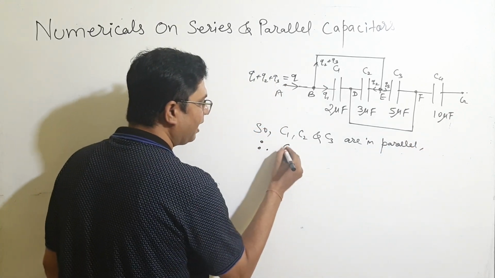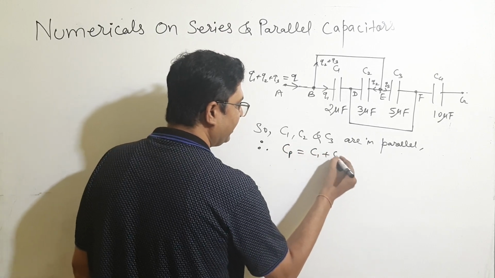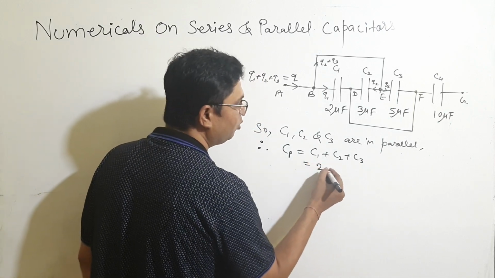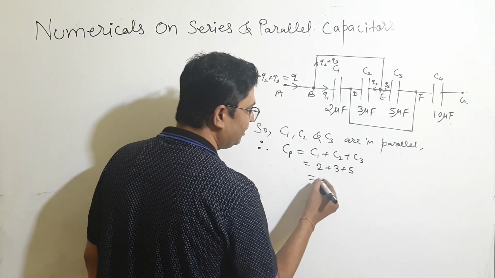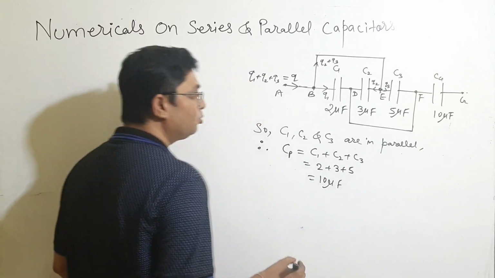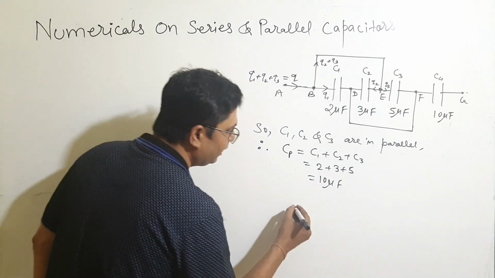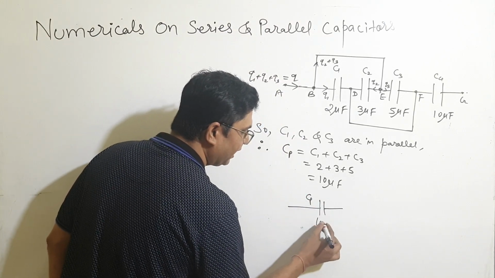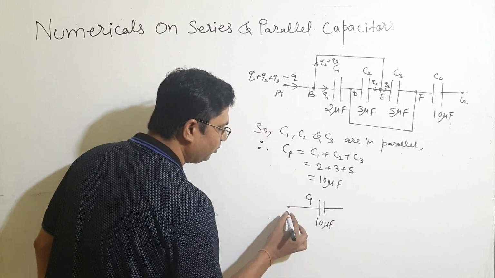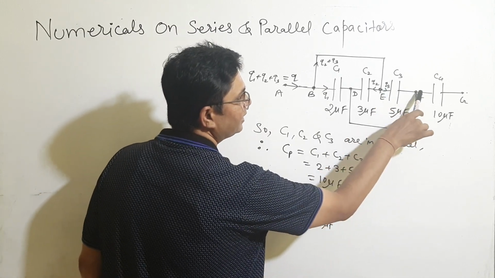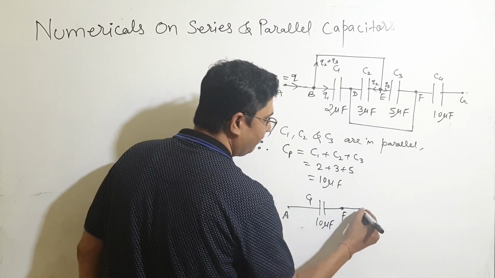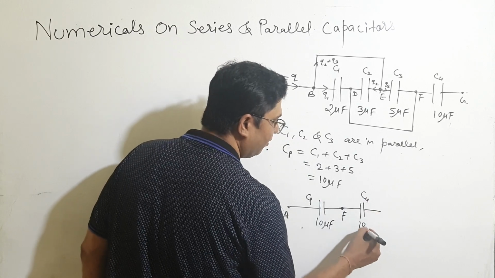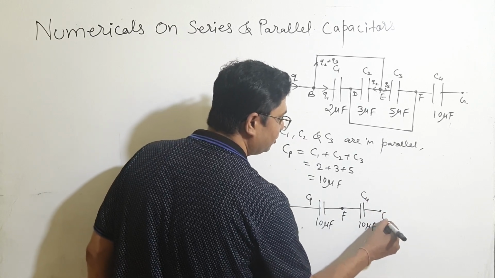Therefore, you know that in a parallel combination, capacitances add algebraically. So add C1 plus C2 plus C3. Write the values 2 plus 3 plus 5, which equals 10 microfarad. So the new circuit diagram becomes: this is a capacitor known as C parallel having 10 microfarad, and this point is A. Here this point is F, and after that we have another capacitor C4, which is also 10 microfarad, and this point is G.